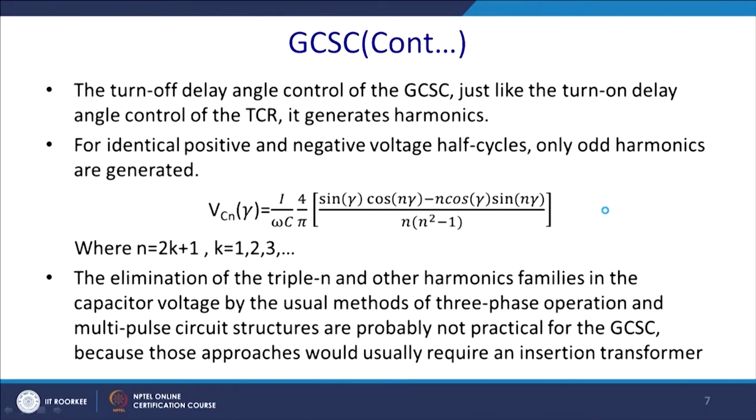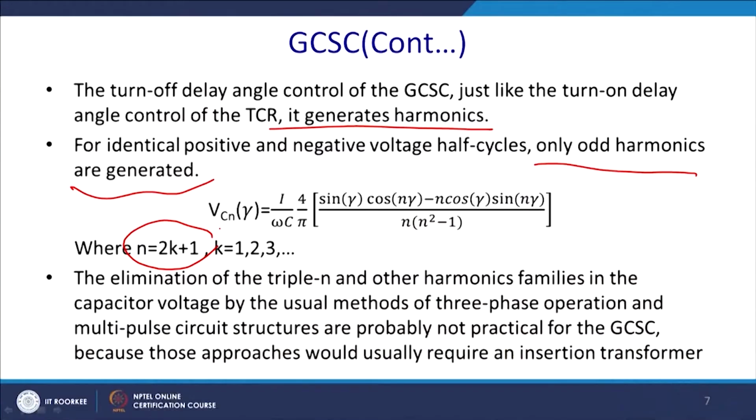Now, the turn off delay angle control of GCSC is just the same as the turn on delay control of the TCR, and it generates the same harmonics. For identical positive and negative voltage half cycles, odd harmonics are generated. We have assumed odd symmetry, and this kind of harmonic content will be generated.